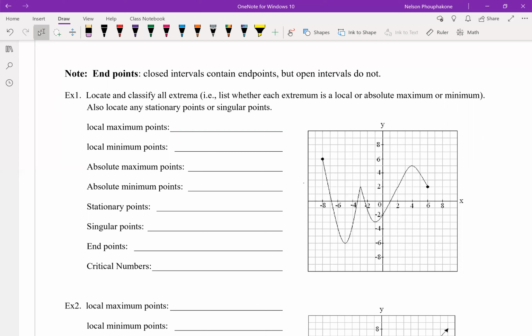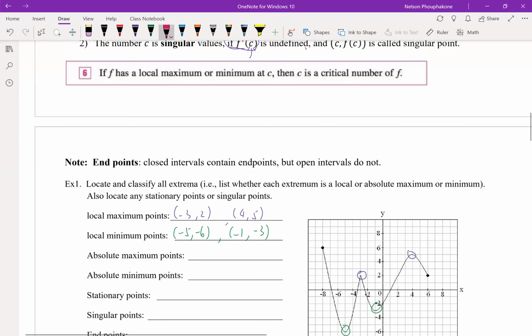Now to this one right here, I would like to locate the local maximum points. We will see that these 2 points are the local maximum points. So it is (-3, 2) and (4, 5). And then we would like to locate the local minimum. Then these 2, the local minimum. So I will have (-5, -6) and (-1, -3).